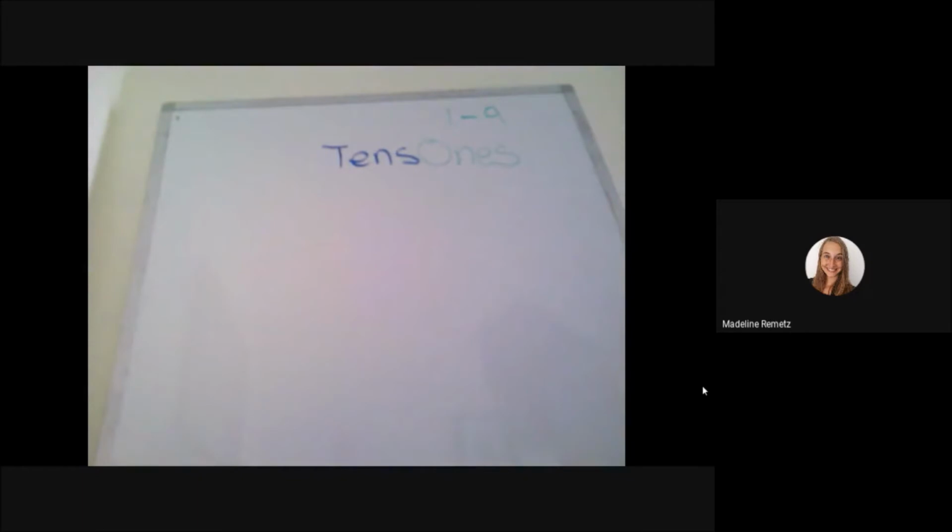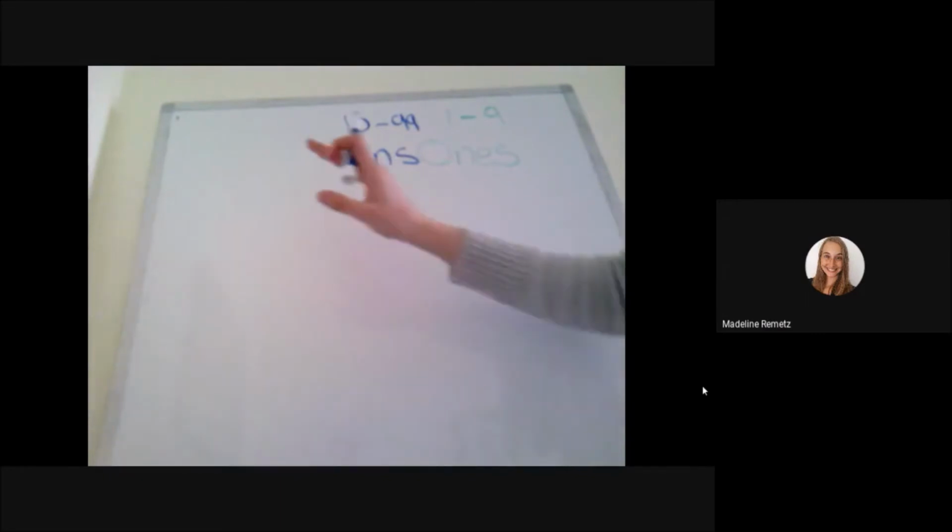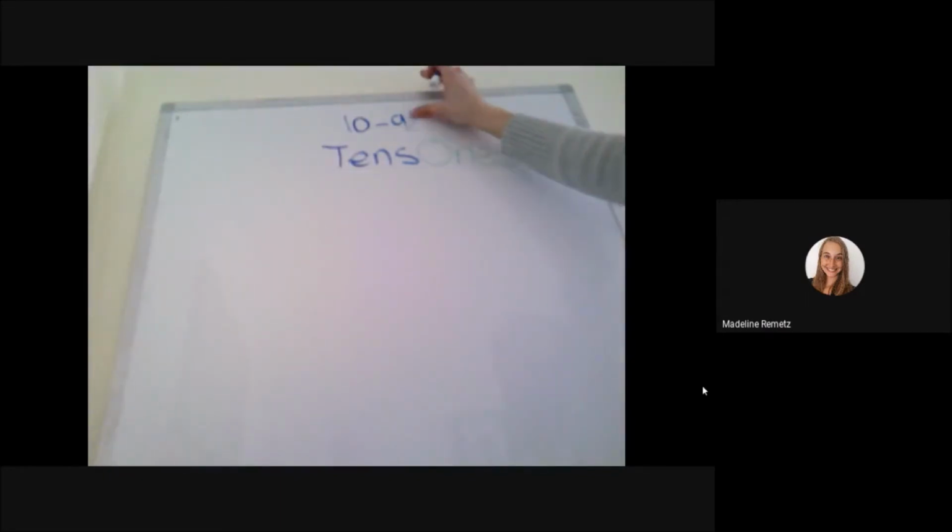My 10s are any number from 11 on, or well, in this case, 10 on. Once it gets to 99, it would move over to the 100. So it would be any number from 10 to 90.